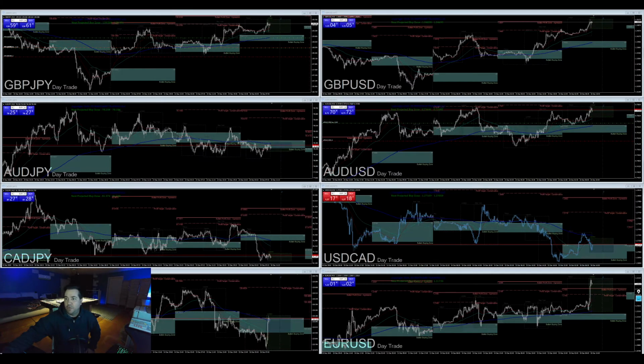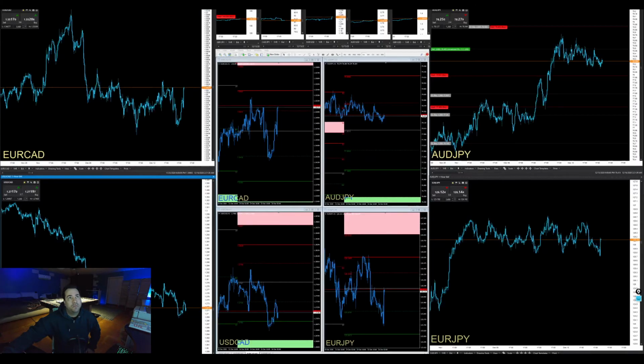Let's take a look at the four horsemen. Yeah, I still need to hit that central pivot. Not much movement.